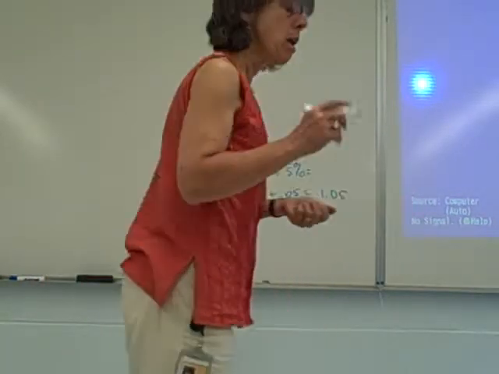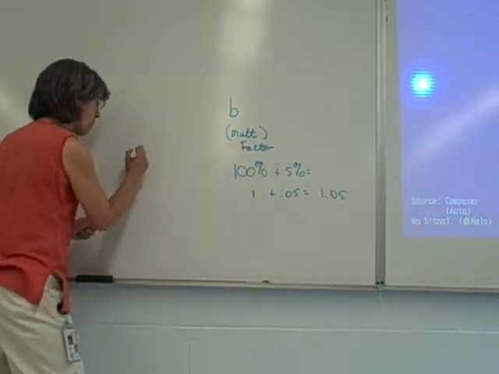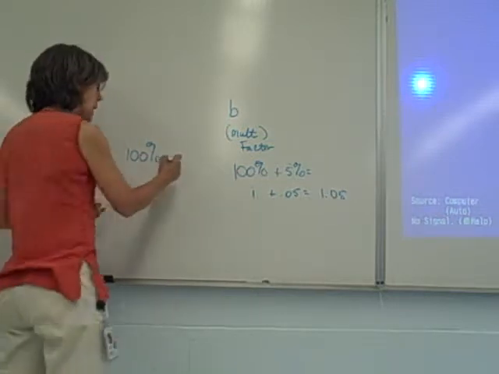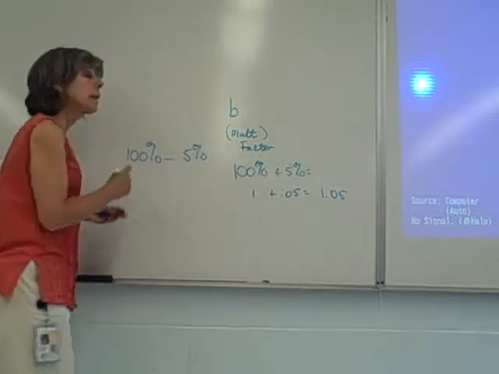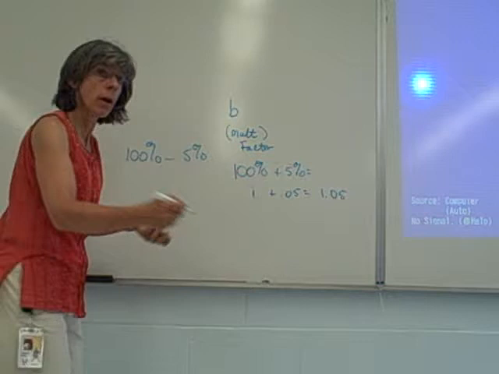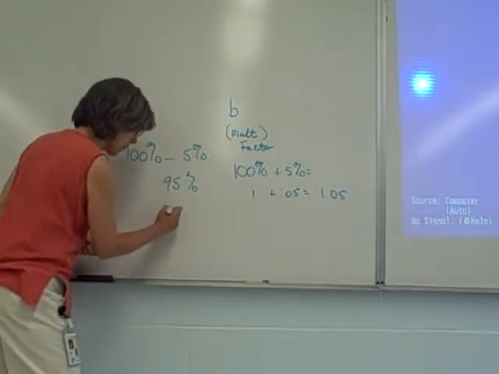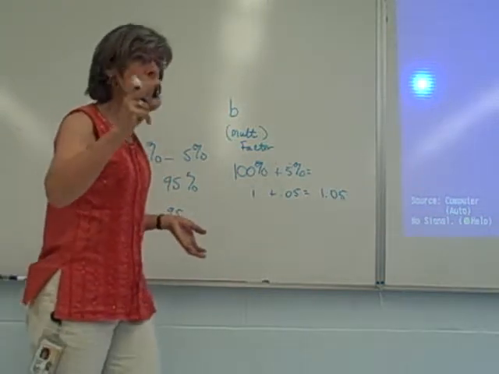Okay? So if it's decreasing by 5%, we're starting with 100%, and it is a decrease of 5%. So what is the multiplier? 95, right? It's going to be 95% or 0.95.